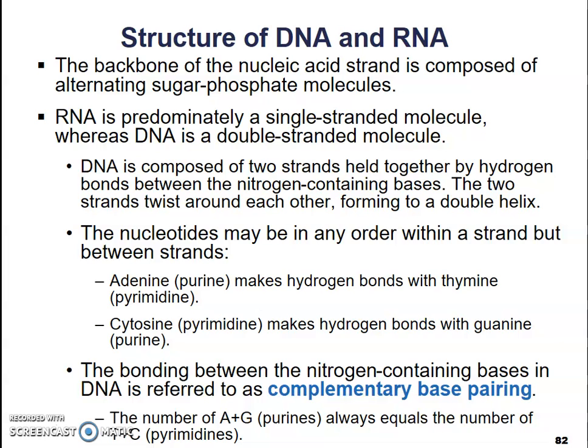The nucleotides may be in any order within the strand, but every time adenine will bond with thymine, and cytosine will bond with guanine. So there's always a purine bonded with a pyrimidine. The bonding between the nitrogen-containing bases in DNA is referred to as complementary base pairing. It's also called Chargaff's rule. And the number of adenine and guanine purines will always equal the number of thymine, cytosine, pyrimidines.